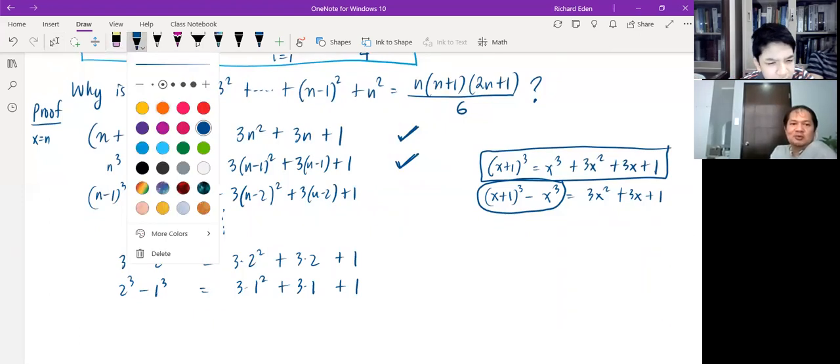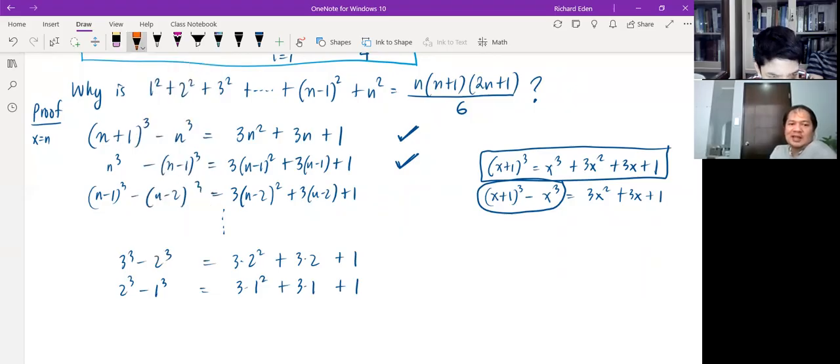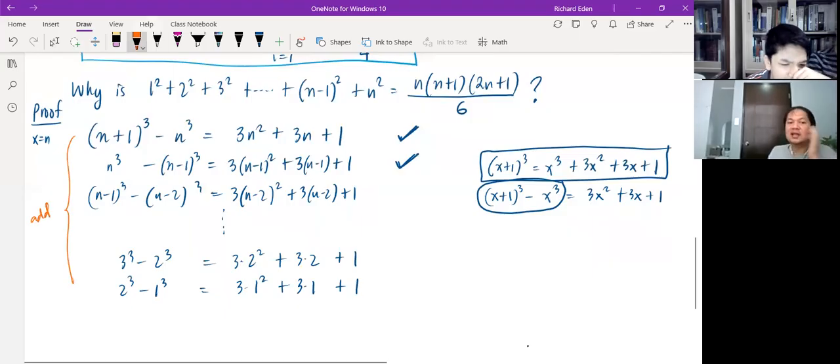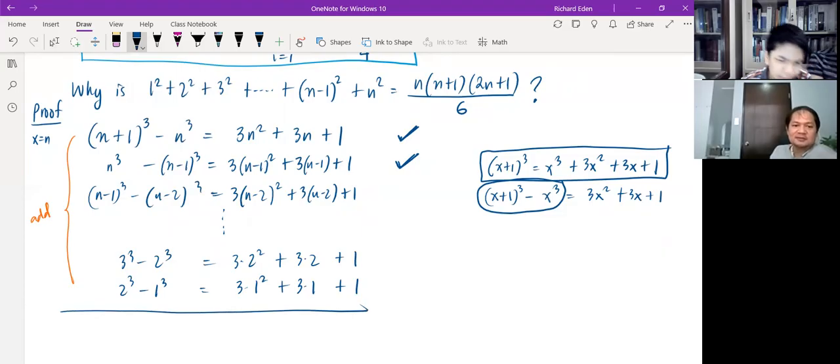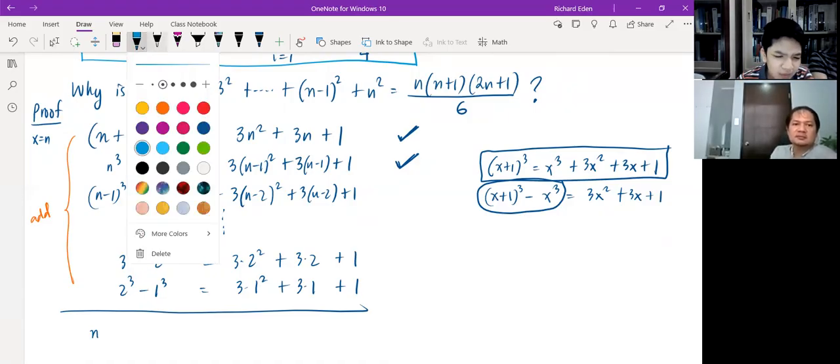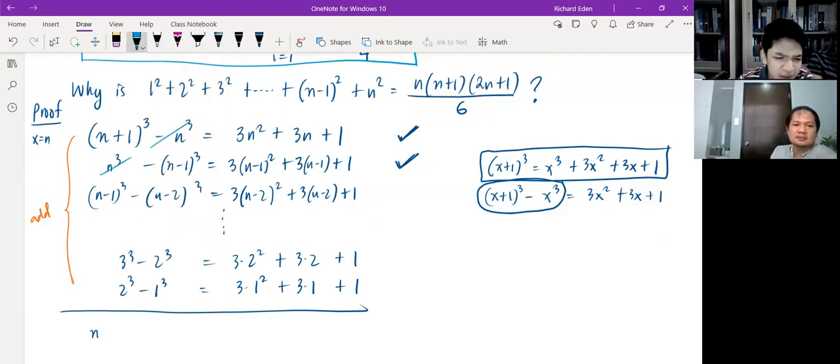Now, what we are going to do is we're going to add. Kasi magkaka-cancel po eh. Right. So on the left side, when you add, ano matitira? Effectively, n cube will cancel with negative n cube, and so on. So parang diagonal po na cancellation. So n plus 1 cube minus 1. Yan lang po. All right, good. N plus 1 cubed minus 1.